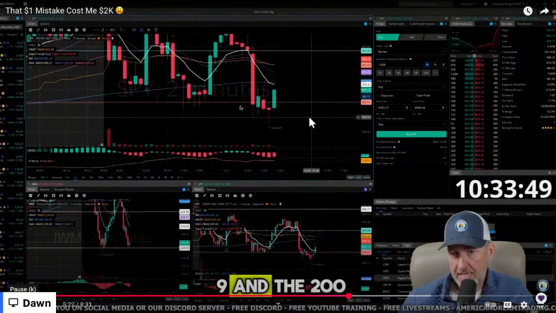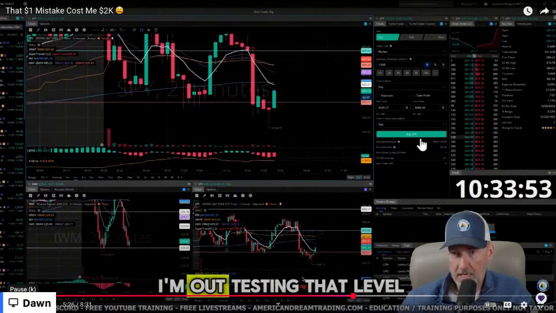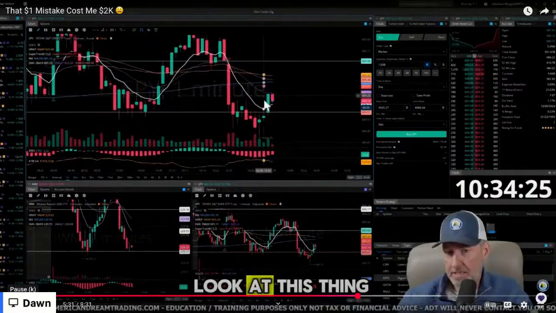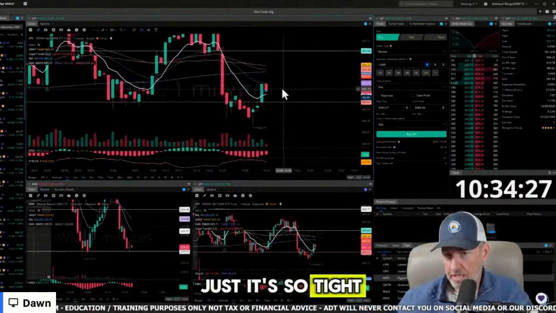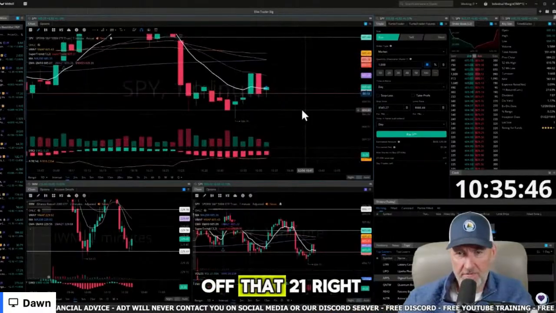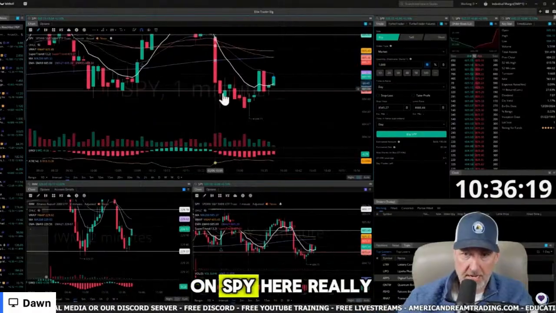You've got the 9 and the 200 right there. Like I said, if that can't hold, I'm out. Testing that level. Remember the 21, the buck stops there, right? Look at this thing. It's so tight. Coach got a little greedy off of this move. SPY pulled back off that 21, right back to 605. Starting to curl on SPY here.